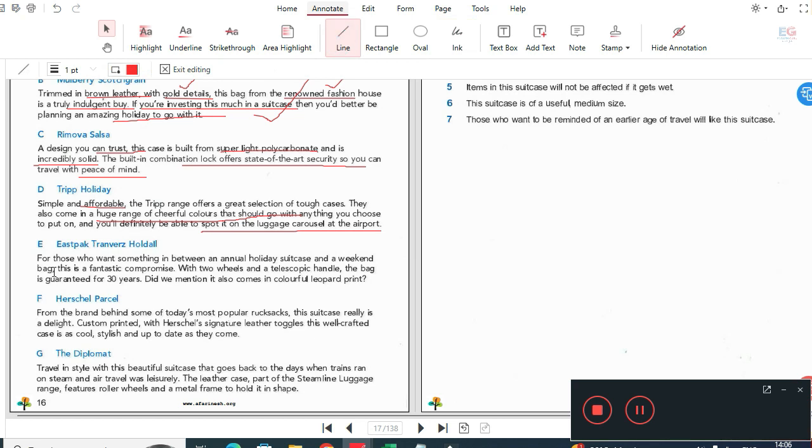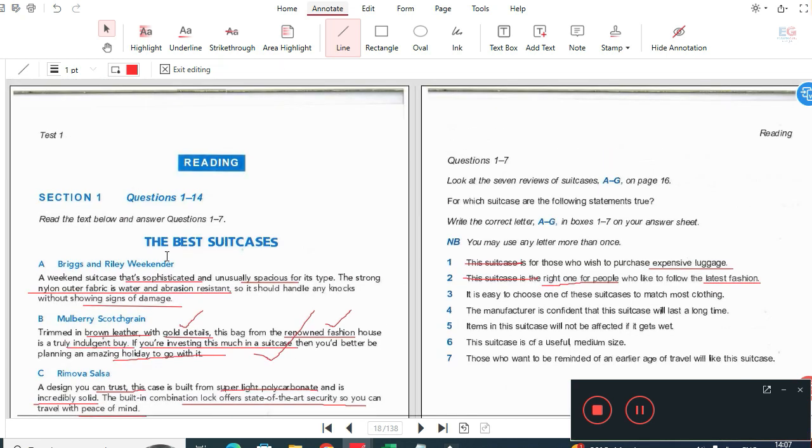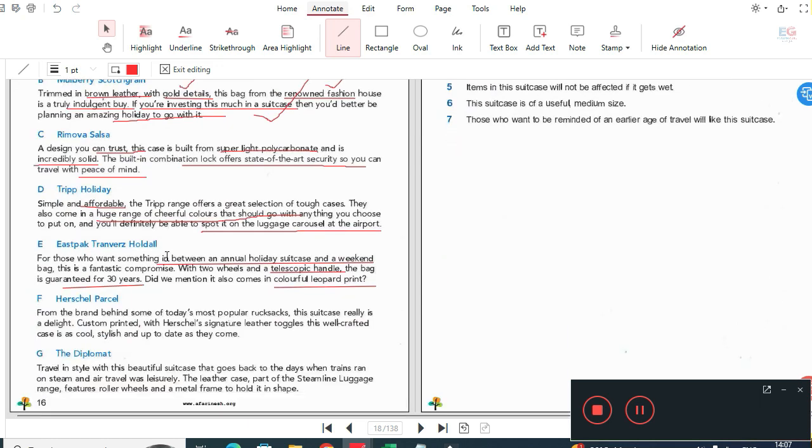Now let's take the next one. For those who want something in between a holiday suitcase and a weekend bag. Telescopic handle, guaranteed for 30 years. Dimensions in a colorful leopard print. Okay, so this one is also not matching. Then let's move to the next one.